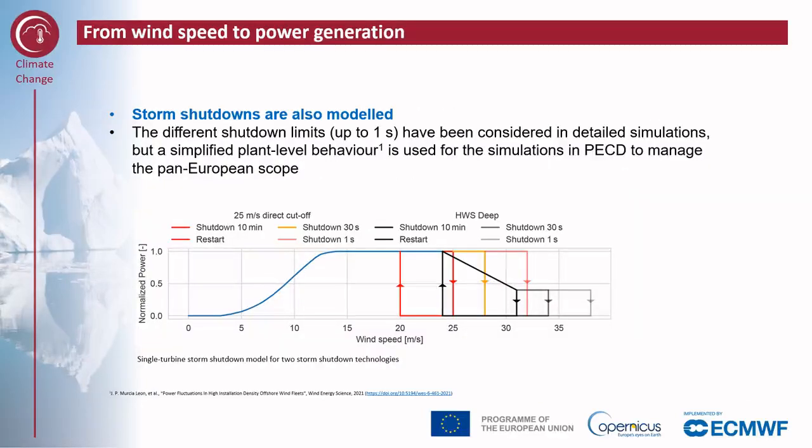In addition to the part of the power curve up to something like 25 meters per second, we also model the storm shutdown action. We can model different types of storm shutdowns. In addition to the shutdown, we also model the restart operation that happens when the wind speed gets a bit lower, something like 20 meters per second.